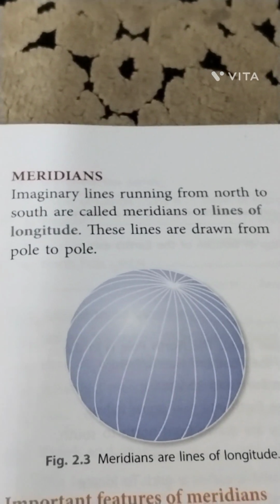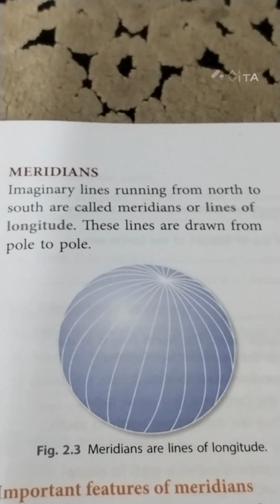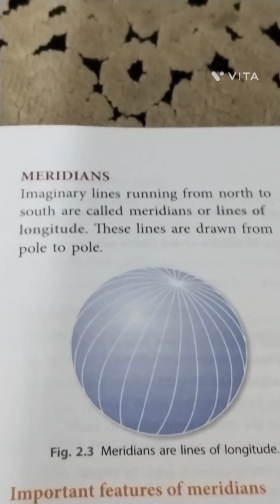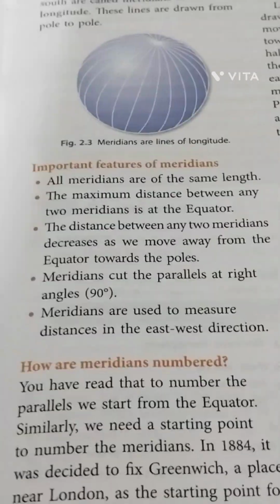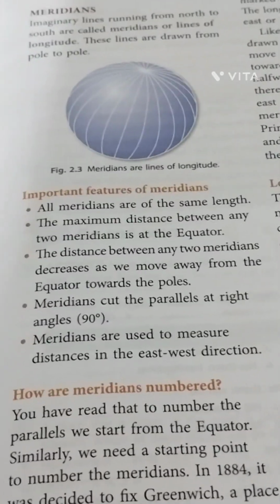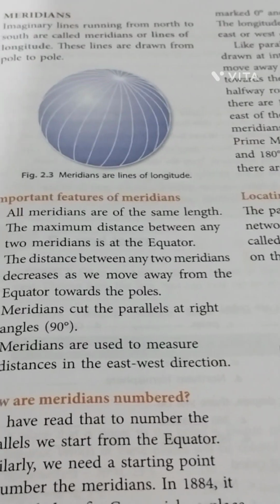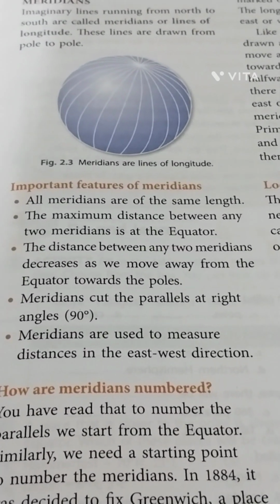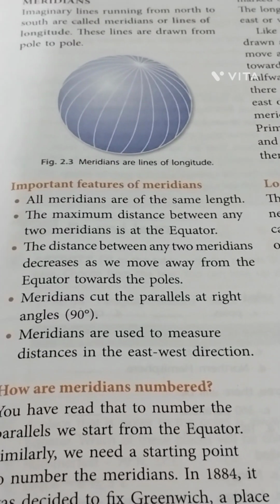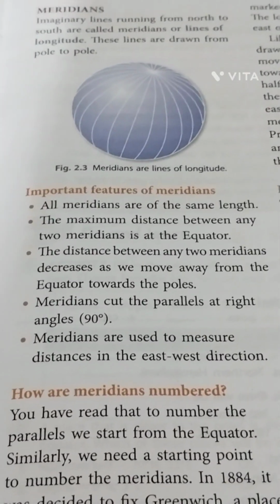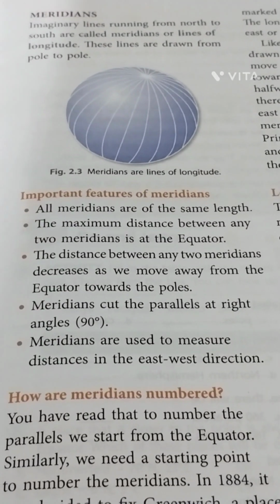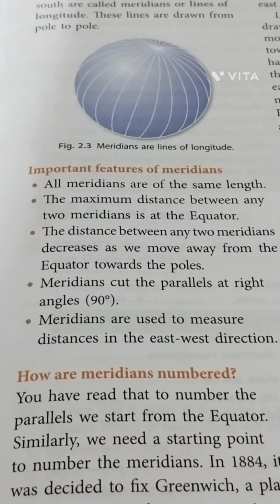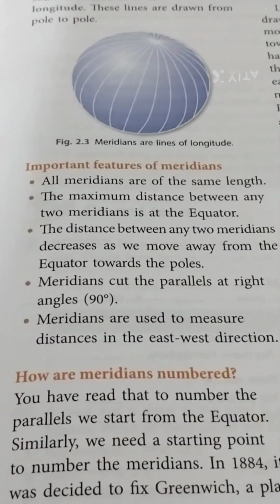Meridians. Imaginary lines running from the north to the south are called meridians or lines of longitude. These lines are drawn from pole to pole. Important features of a meridian. All meridians are the same length. The maximum distance between any two meridians is at the equator. The distance between two meridians decreases as we move away from the equator towards the poles. Meridians cut the parallels at right angles, 90°. Meridians are used to measure distances in east and west directions.